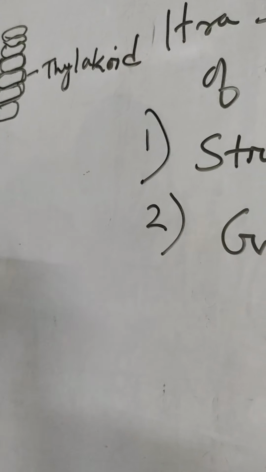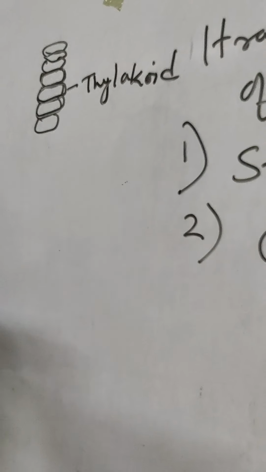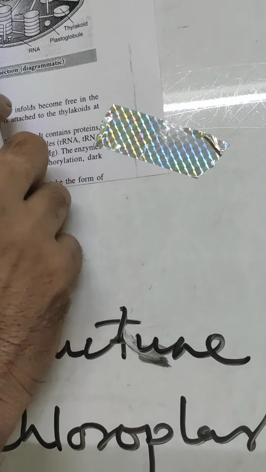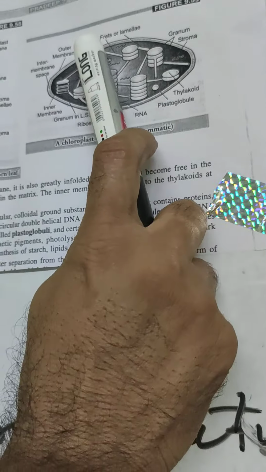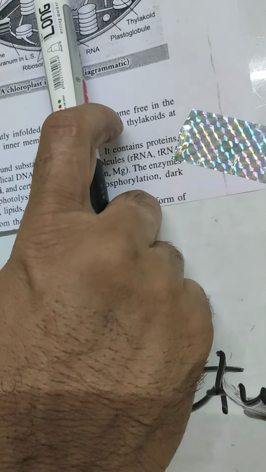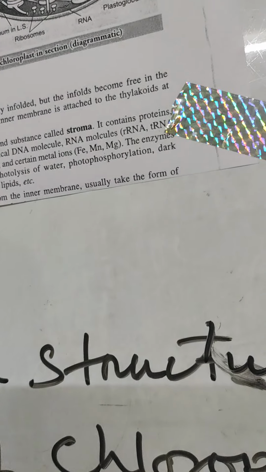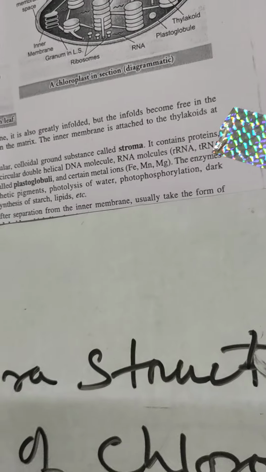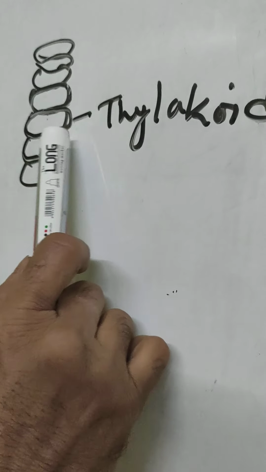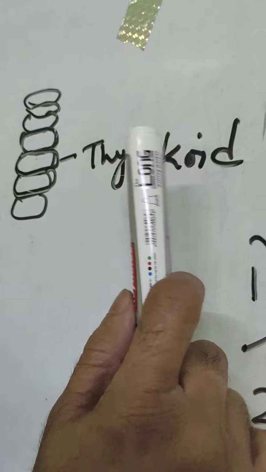Thylakoid. Inside the stroma or matrix, these granular bodies are present which are called grana. An individual set of cells we call granum. And in each granum you see some disc-shaped, coin-shaped structures which are called thylakoid.